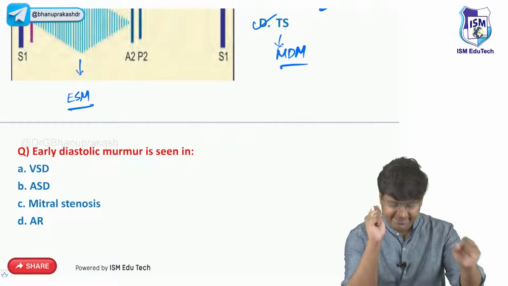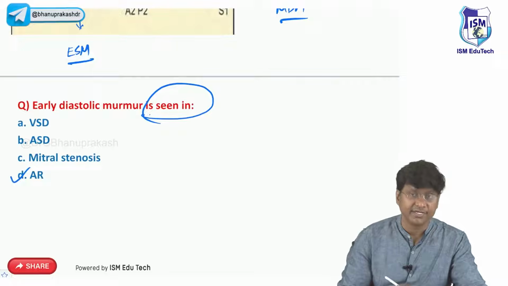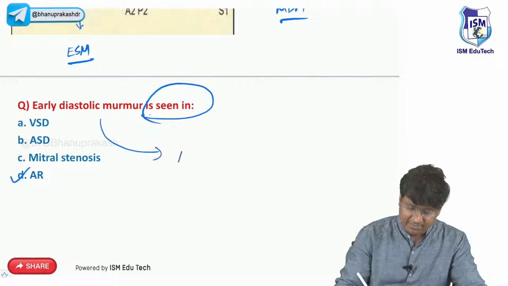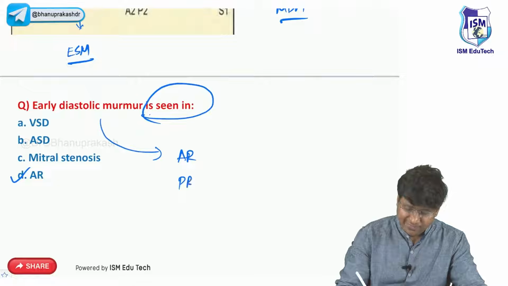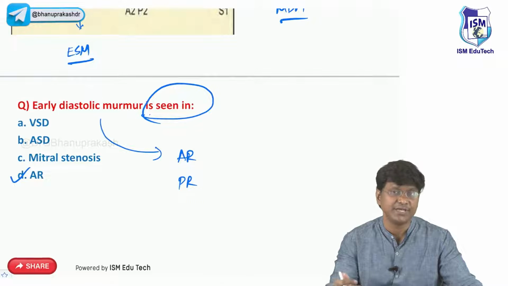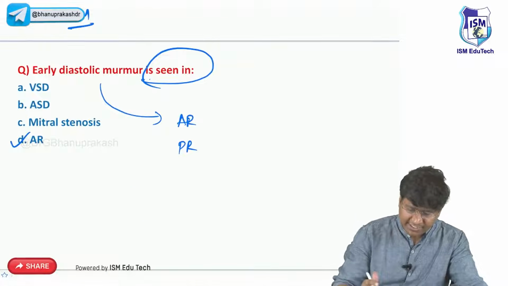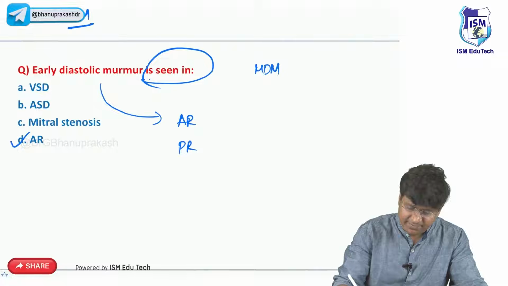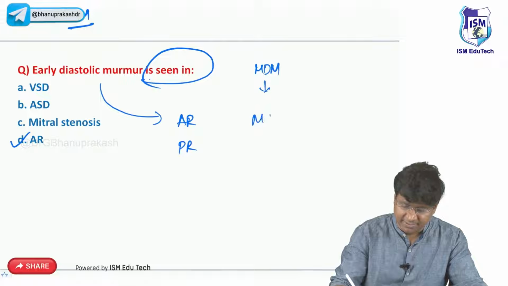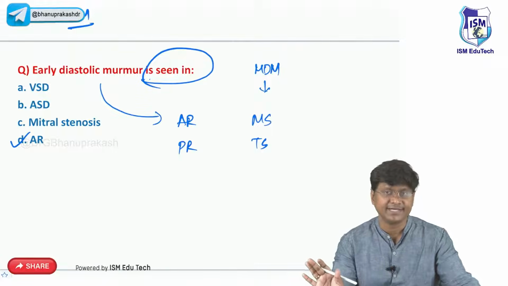Okay, right. Then early diastolic murmur is seen in aortic regurgitation. So early diastolic murmur is seen in AR and as well as even in PR. Right, AR and as well as PR, that is where you get these early diastolic murmurs. Okay. Then, what are the conditions where you can get mid-diastolic murmur? You get this mid-diastolic murmur in MS and as well as the TS. Okay, so these are the diastolic murmurs.